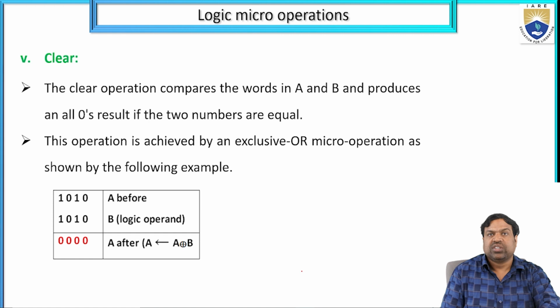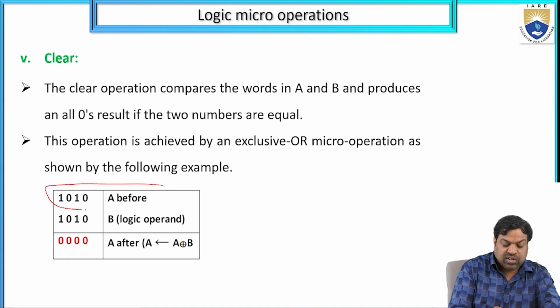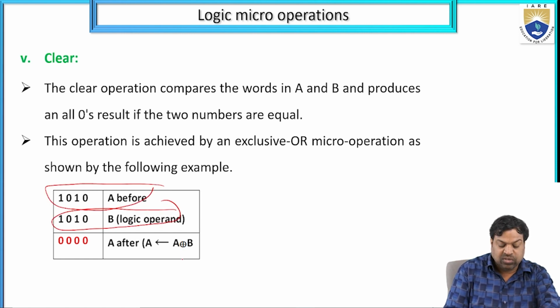The clear operation compares the words in A and B and produces all zeros if the two numbers are equal. This operation is achieved by the exclusive OR operation. So when I am taking 1010, it is a value. Again I am taking 1010, that is a logical operand. After that I get 0000. So it is the exclusive OR operation.